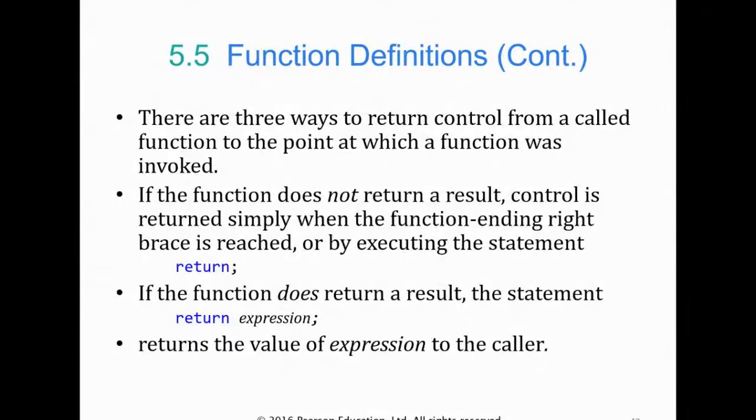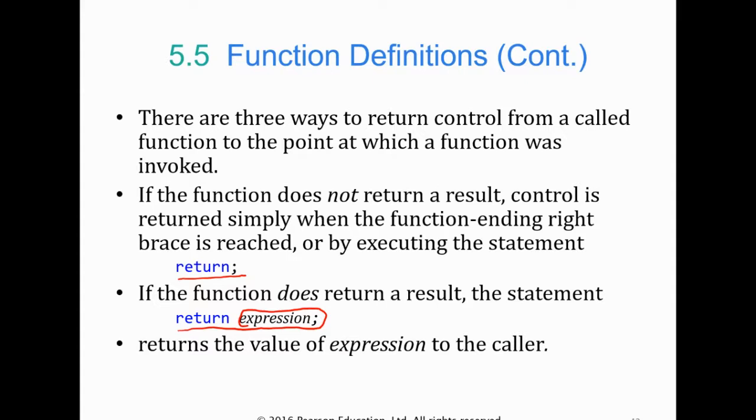There are multiple ways to return control from a function, right? Now, if your function does not return anything, then just putting the return statement on the last line of that function would take you back to the program. But if it returns something, then you can put return and then maybe an expression here, or maybe just a number or whatever you want to put. So this will return the value of the expression.